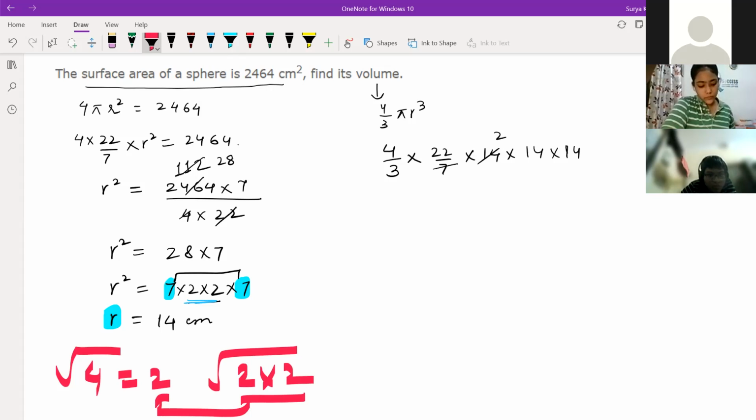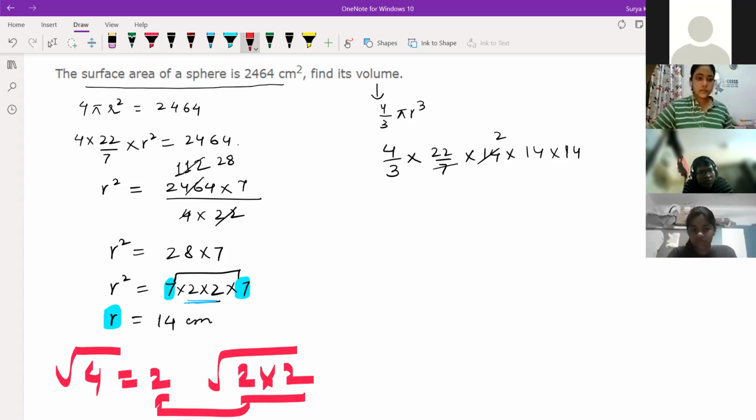So now we just solve here. So 7 twos are 14. Then you can't cancel this, right? No, sir. So the answer is coming 11498.67, right? 11498.67. Are you getting the same answer? Yes, sir.